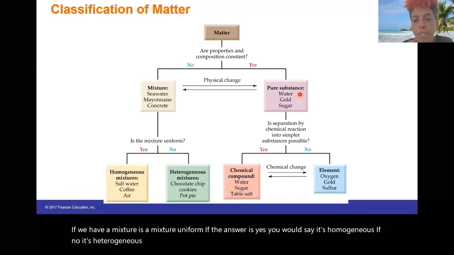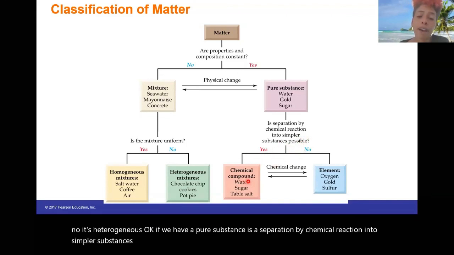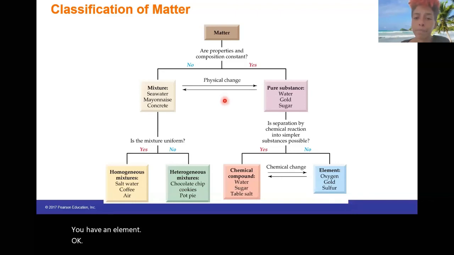If we have a pure substance, is the separation by chemical reaction into simpler substances possible? If the answer is yes, you have a compound. If the answer is no, you have an element. Okay? All right. Let's move on.